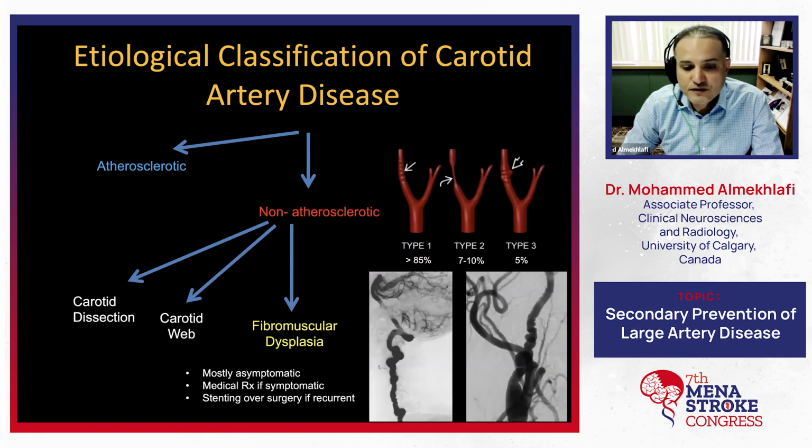There are 3 types of FMD, mostly asymptomatic, with medical treatment if those patients present, for example, with dissection. If there are recurrent events or severe stenosis, then stenting is probably preferred over surgery for this patient population, but the literature is fairly limited in this area.